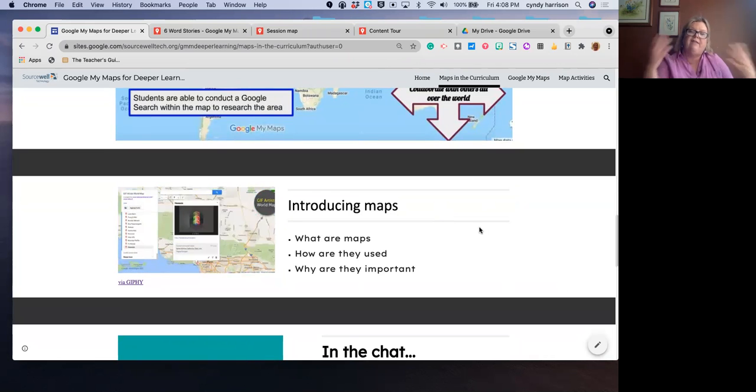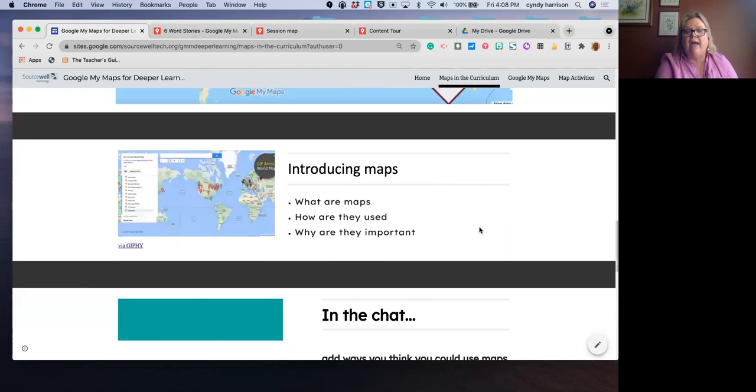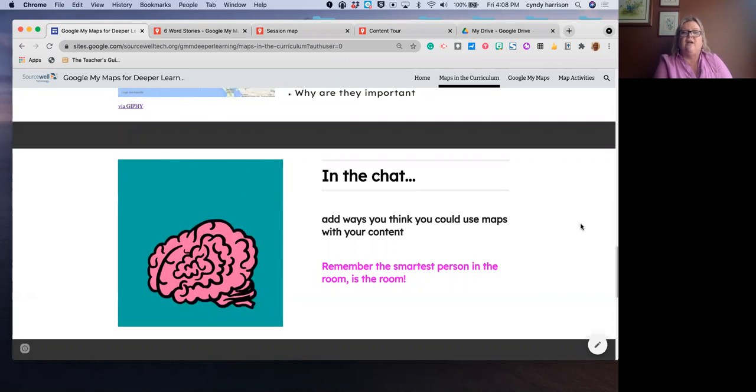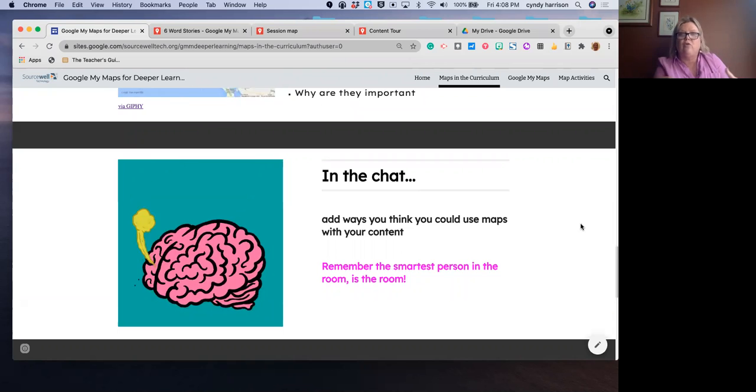And so, in this quick little overview that we've already had, go ahead in the chat and share how it relates to you and what you teach, and where do you think maps could work in your content. We're just brainstorming right now.